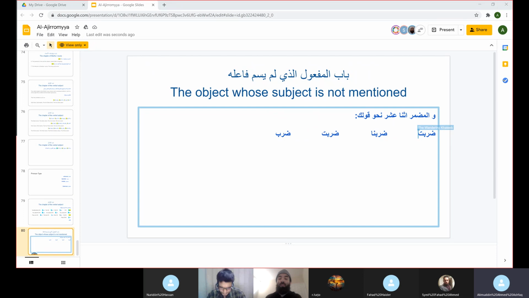The author says, Bismillah ar-Rahman ar-Rahim. The author says, Rahimahullah, وهو الاسم المرفوع الذي لم يذكر معه فاعله. What does that mean? He says, وهو الاسم المرفوع الذي لم يذكر معه فاعله.